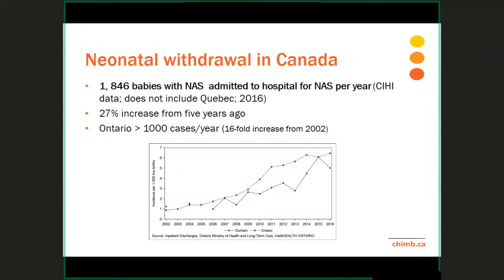This is just some Canadian data. Again, just to highlight that this is a condition that no one really thought too much about in the research space. Maybe 15 years ago, there were so few cases it was actually considered a rare disease. Since we have seen such a dramatic increase in the number of cases, we aren't able to classify it as a rare condition anymore. So we were unable to do some of those surveillance projects that require a certain incidence rate. We now have over 1,000 cases a year in Ontario, which is a 16-fold increase from 2002.